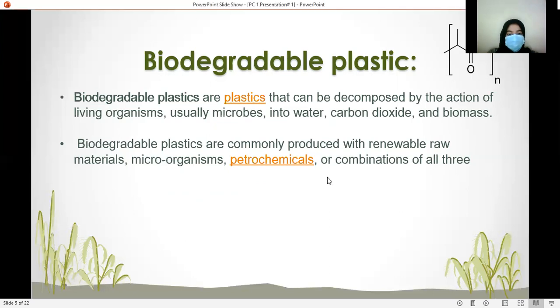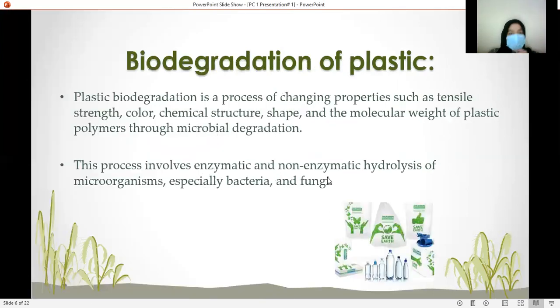The next one is biodegradation of plastic. Plastic biodegradation is actually the process of changing properties such as tensile strength and shape, color, chemical structure, molecular weight, etc. This process involves the enzymatic and non-enzymatic hydrolysis by microorganisms, especially bacteria and fungi.